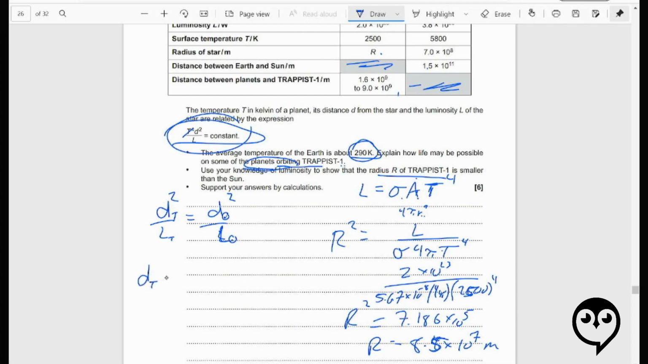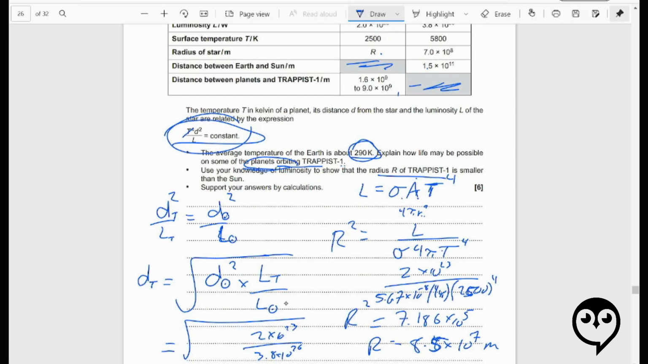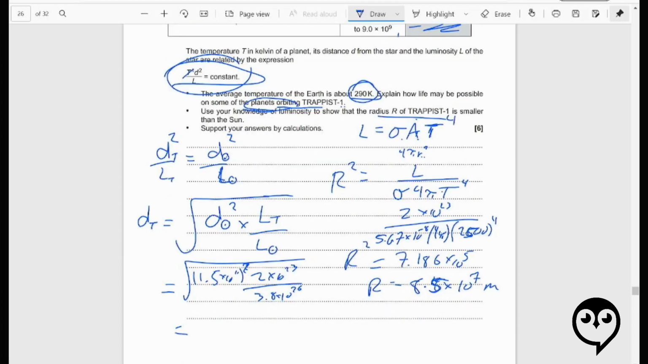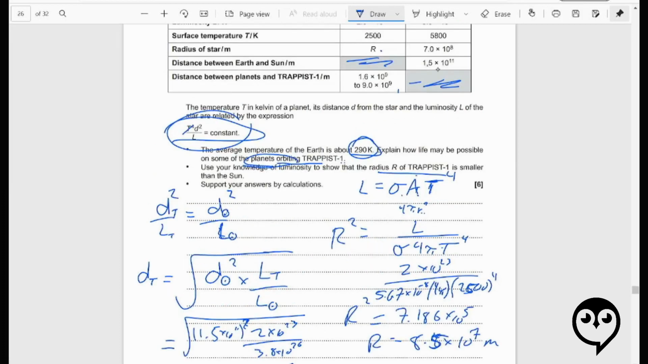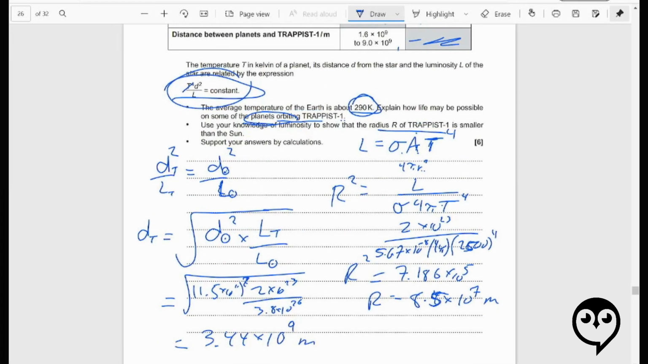So the distance is going to be the square root of the distance from the sun, and then we're going to end up with a ratio of luminosities here, aren't we? And we see from that ratio of luminosities, we're lowering that number there, aren't we? We see from that ratio, the sun's luminosity is higher. We've got a smaller number now, okay? I get an answer here of 3.44 times 10 to the 9 meters. That's much shorter than 1.5 times 10 to the 11.